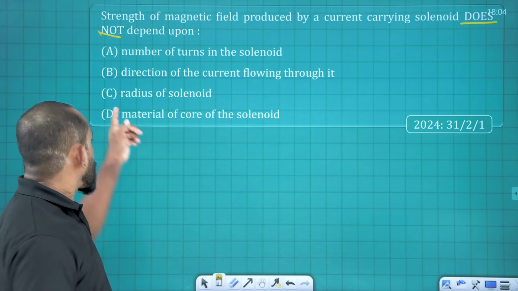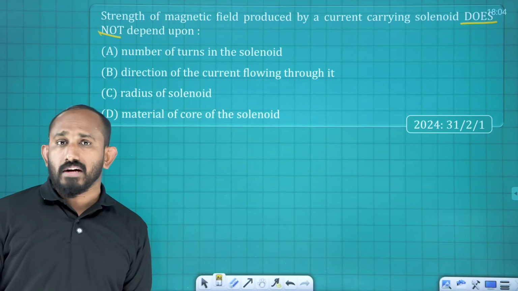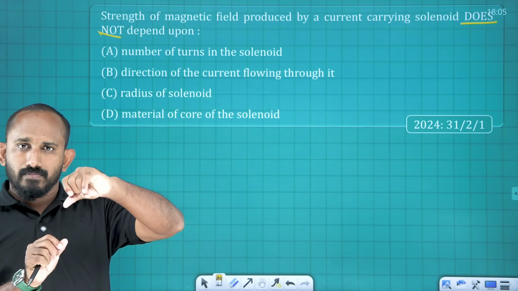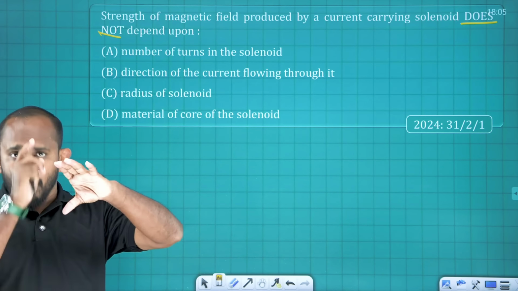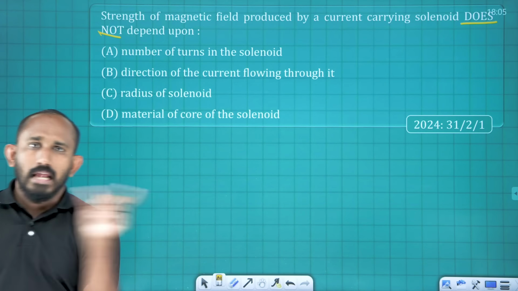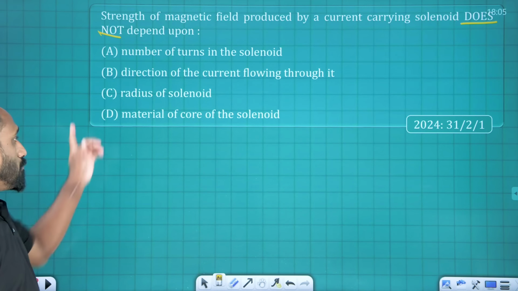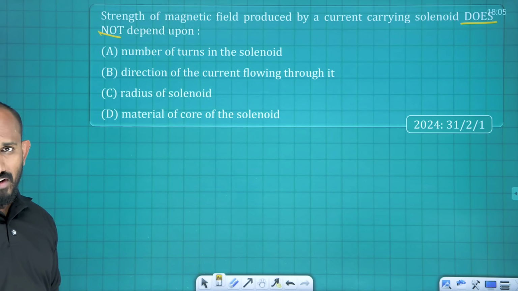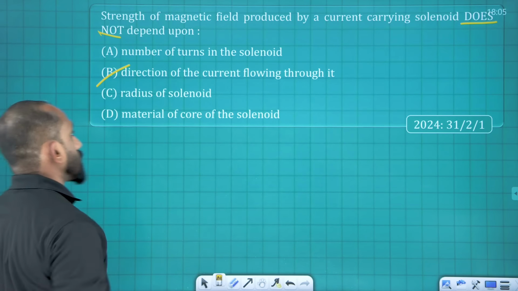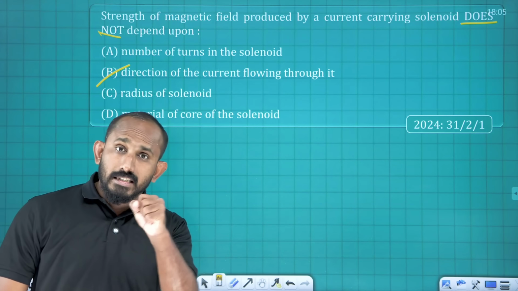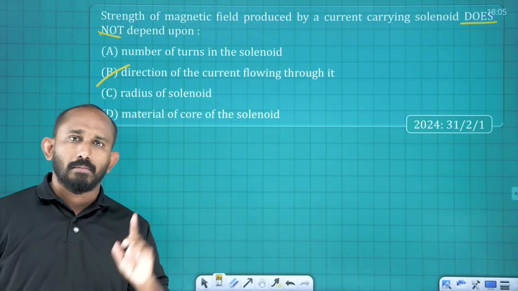Wait, to confirm. C, radius of the solenoid, of course, will be a factor, because a bigger radius means the area will be more. So radius is a factor. Then the material of the core of the solenoid is also a factor. So direction is the concept here. Direction of current flowing through it does not depend upon the intensity of the magnetic field, but the direction of the magnetic field, it depends.